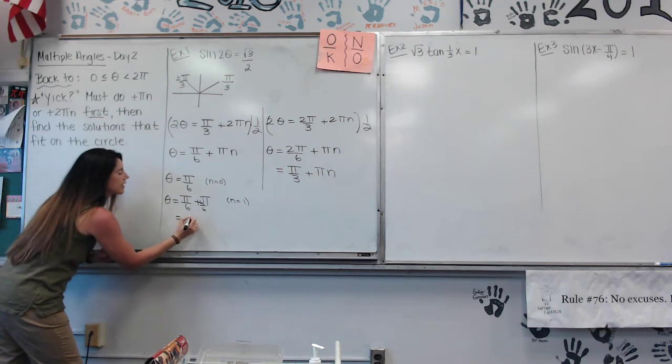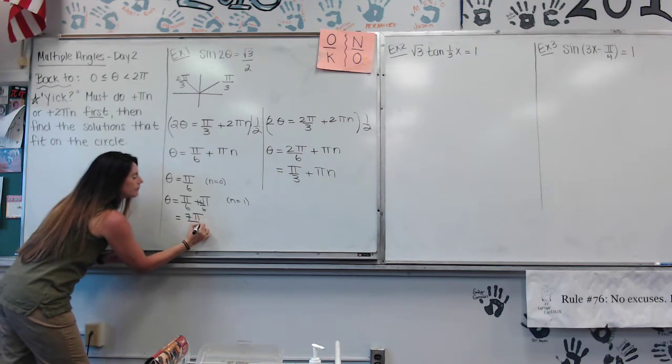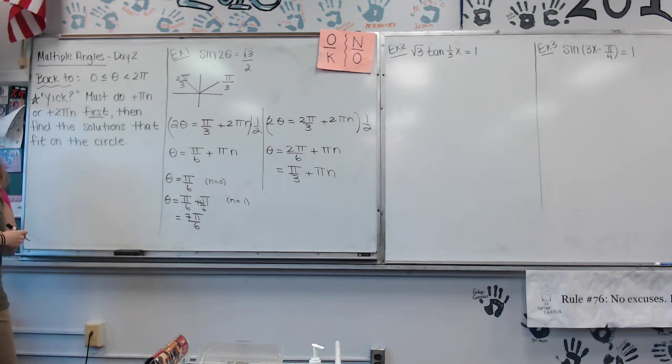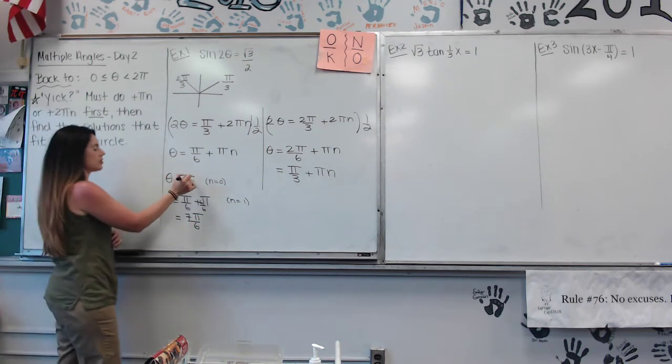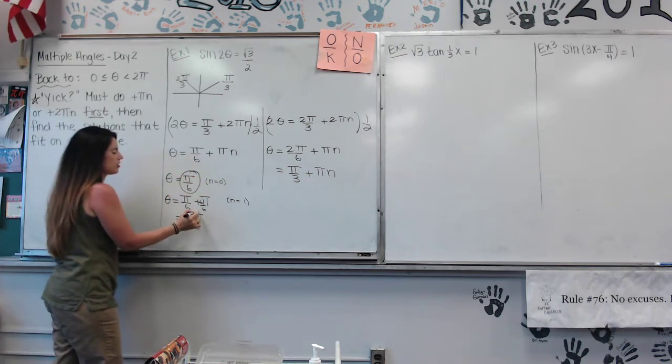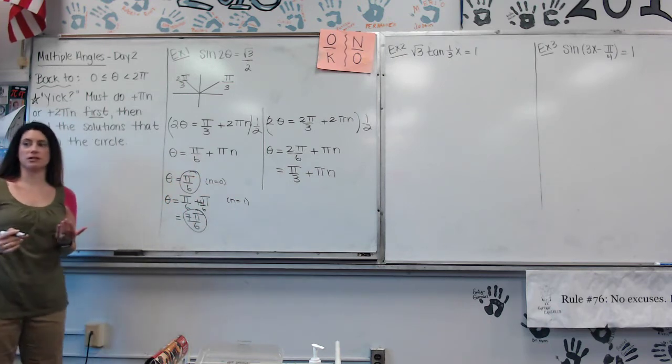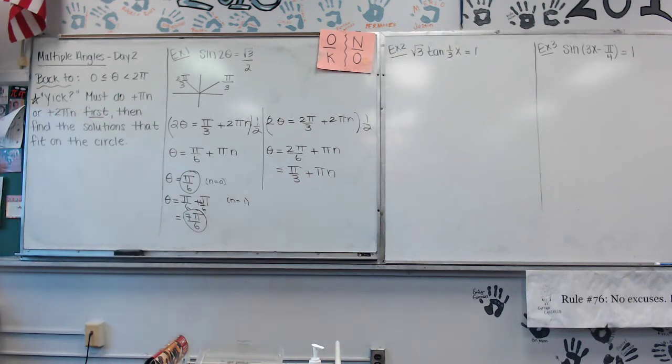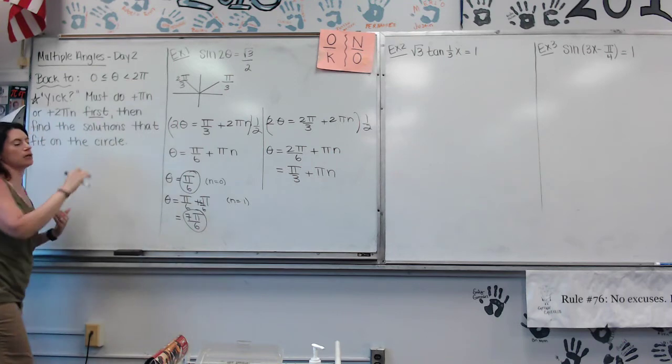So how many do you get altogether? That's 7 pi over 6. So that's a second answer. So your first answer is going to be pi over 6. Your second answer is going to be 7 pi over 6, because that fits on the unit circle. It is smaller than 2 pi. You only want the answers between 0 and 2 pi.